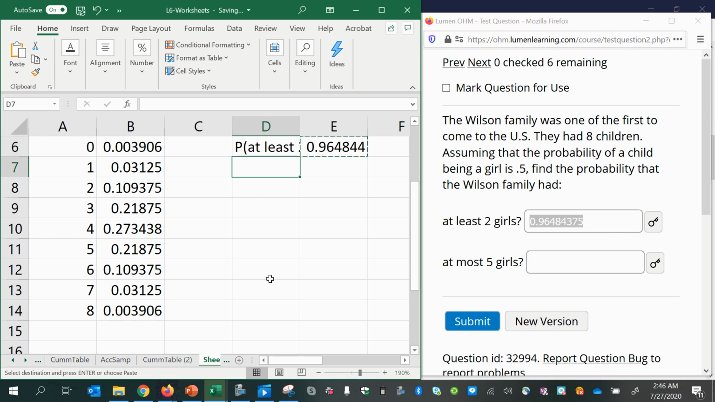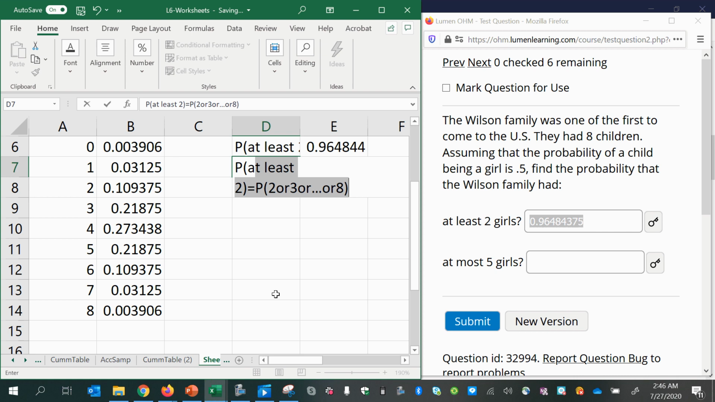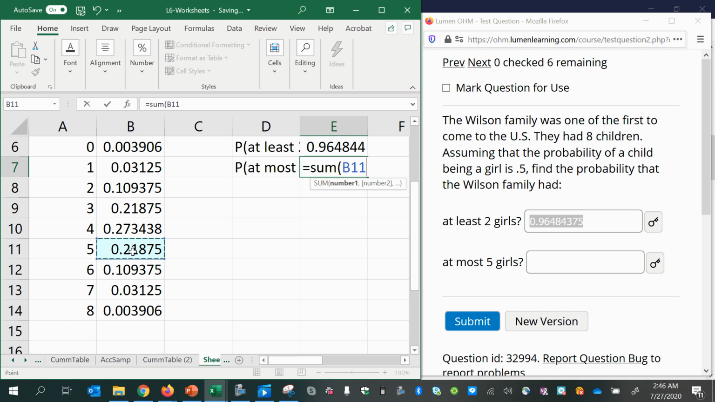Okay. Now the probability of at most 5 would be the sum of, well, what's at most 5? 5 is included in that, right? 5 at the most, and fewer. So all these.